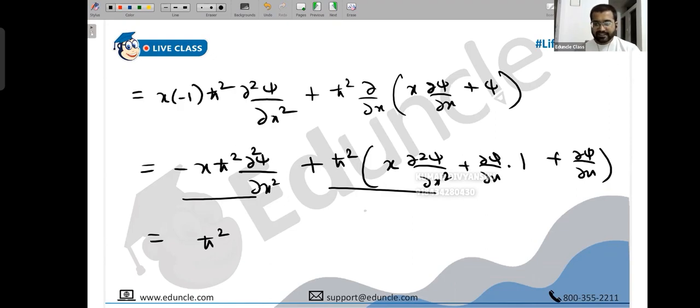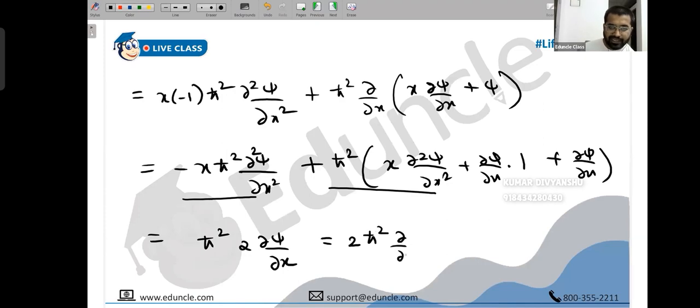We just have ħ squared ∂ψ/∂x plus ∂ψ/∂x, which is 2 ħ² ∂ψ/∂x. Nice. So this is 2ħ² ∂/∂x of ψ.